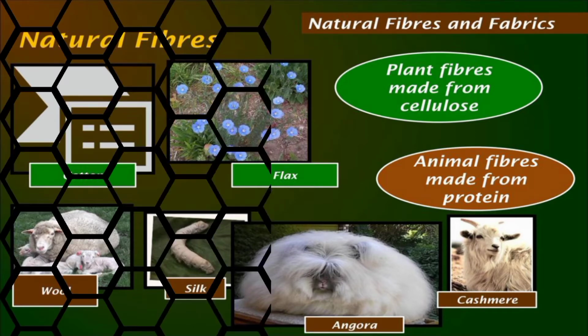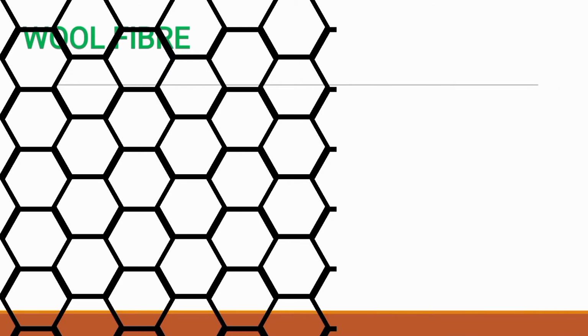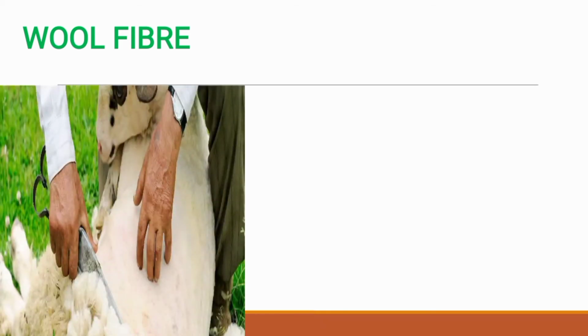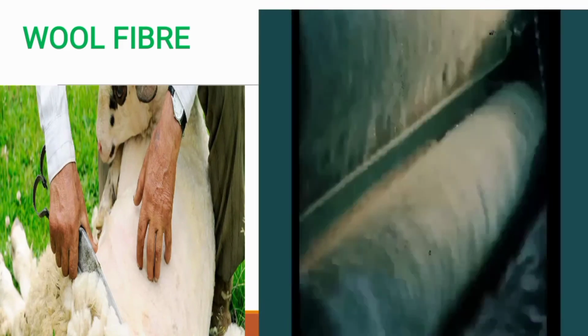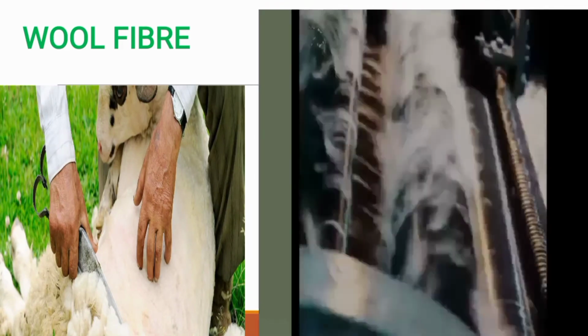Let's talk on each of the natural fibers. We start with wool fibers. Wool fiber is an animal fiber. It is gotten from the hair or fleece of sheep. As you can see in this image, the man with the knife is trying to cut off the fleece from the sheep.